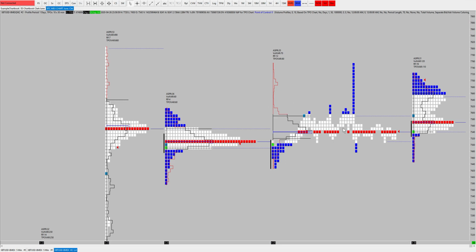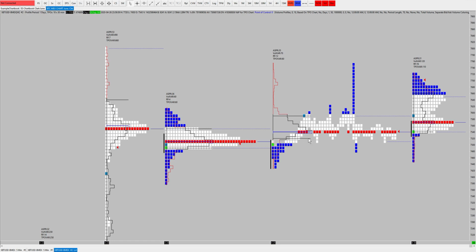So TPO charts to begin with were used under the assumption that each one of these boxes was actually representative of a certain amount of volume. This was before the volume was able to be reconciled as the day progressed. It's only in the last 20 years that we've been able to figure out what volume was at a certain level throughout the day. So now trading systems, trading platforms are far more sophisticated, we can see in real time how volume is progressing.